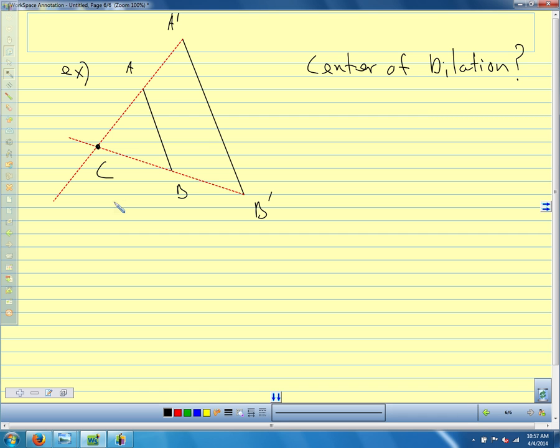All right, questions about dilations? So dilations give us similar figures. Rigid transformations, rotation, reflection, and translation give us congruent figures.